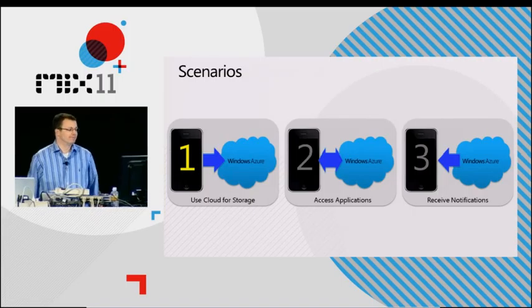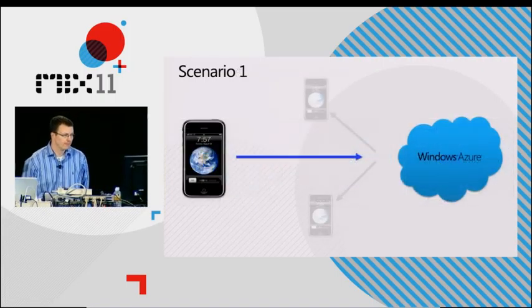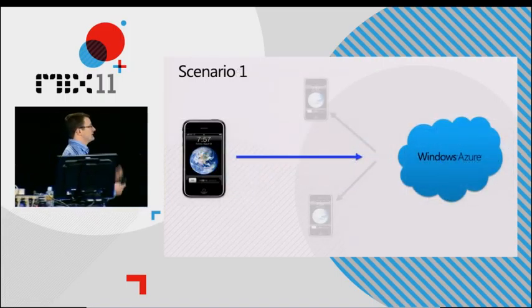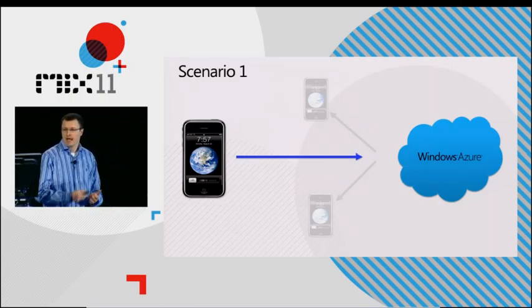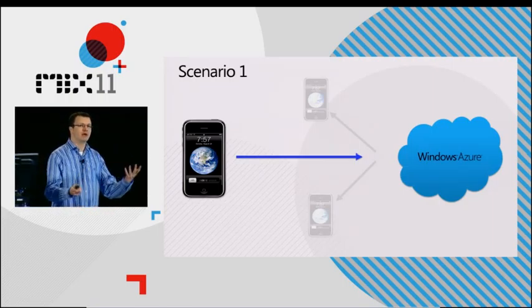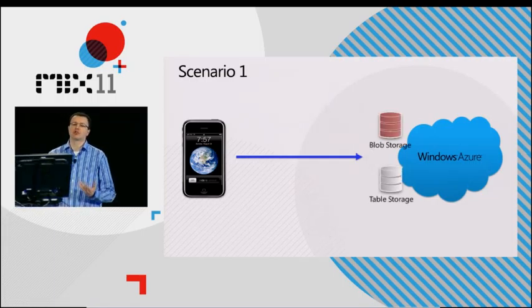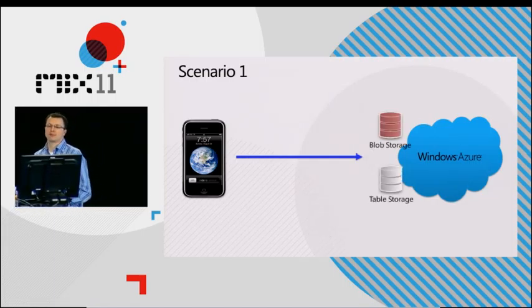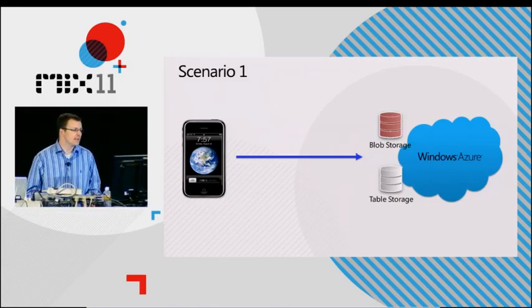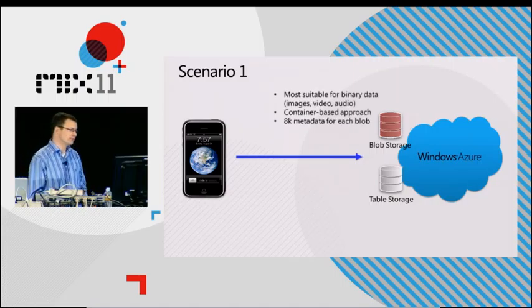So scenario 1, using the cloud for storage. My goal is, hey, I've got my iPhone, and I want to connect to the cloud and share stuff with others. And Windows Azure today supports 2 types of storage, and you've probably heard of these. The first is called blob storage. The second is called table storage.